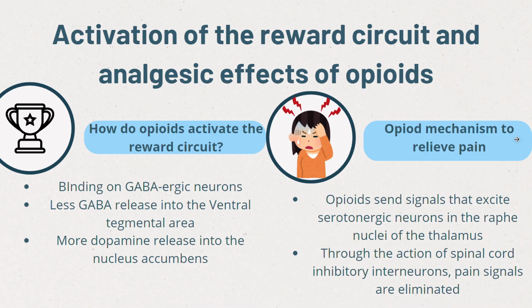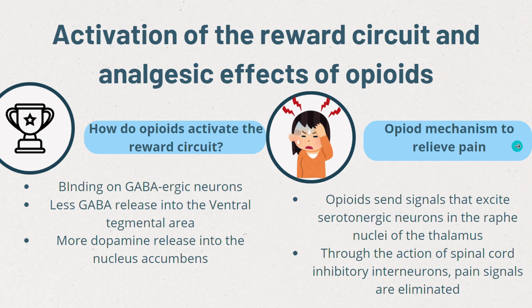And last, how do opioids activate the reward circuit? They do it by opioid receptor binding on GABAergic neurons, so less GABA is released into the ventral tegmental area, which is an area of the brain in the tegmentum where most dopaminergic neurons lay. And since GABA is the main inhibitory neurotransmitter, it makes sense that if less GABA is released into that area, in turn more dopamine is released. And where is it released? Into the nucleus accumbens, which is the main area in the reward circuit.